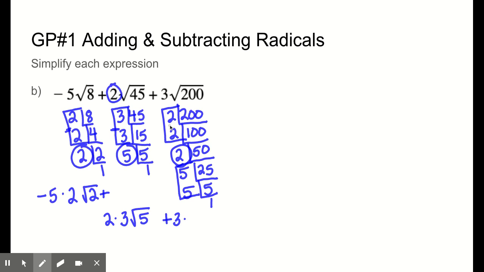For the last one, we have 2 pairs. We have a pair of 2s and a pair of 5s. So one of each of those is going to go outside of our radical with a leftover 2 on the inside. And again, we have that 3 that has to be multiplied out in front. So we have -5 times 2, which is going to give us -10 rad 2, plus 2 times 3, which is 6 radical 5, plus 3 times 2 is 6, times 5 gives us 30 radical 2.